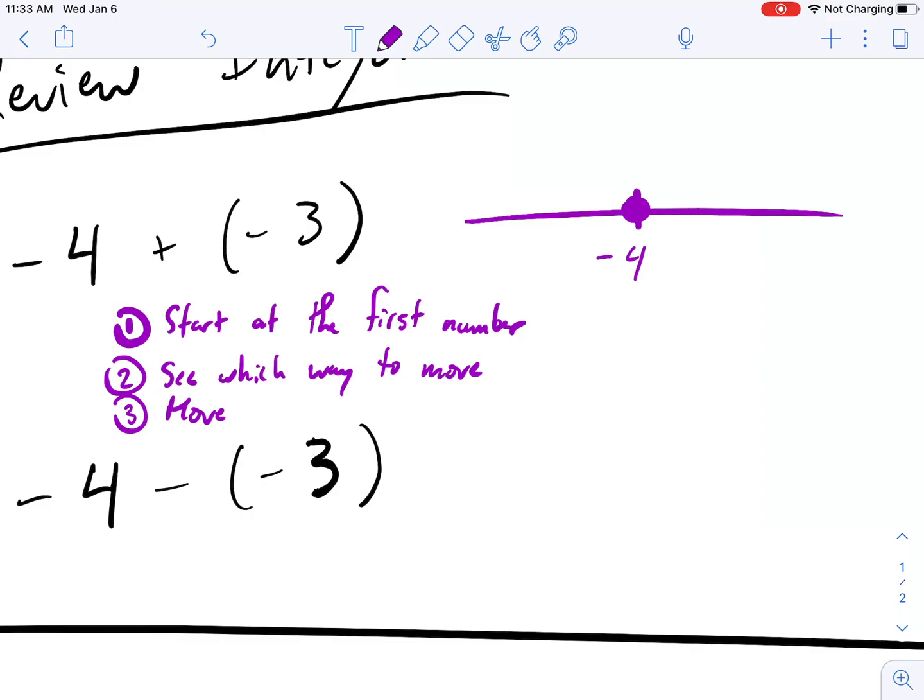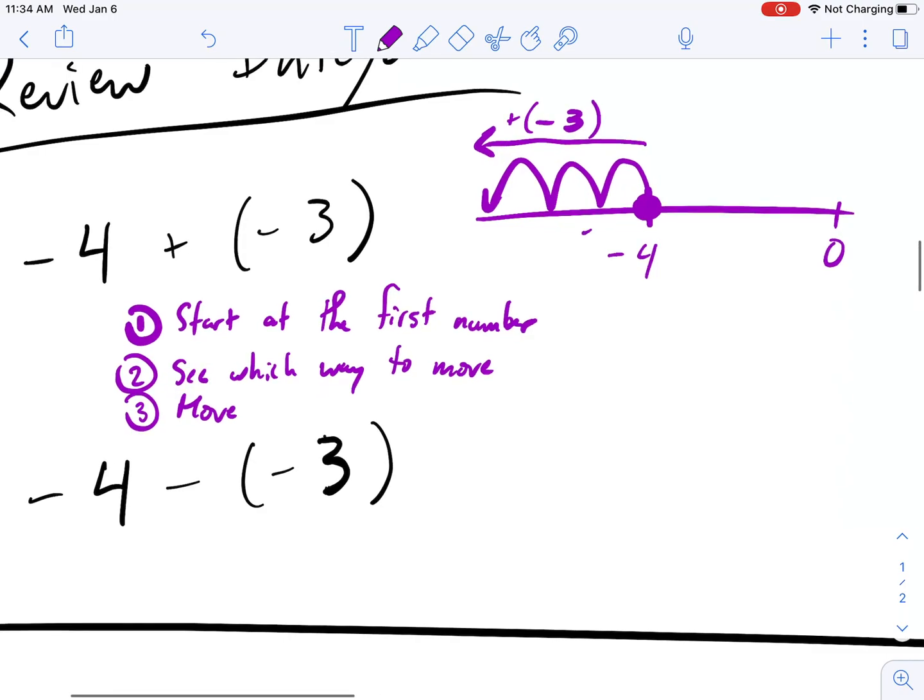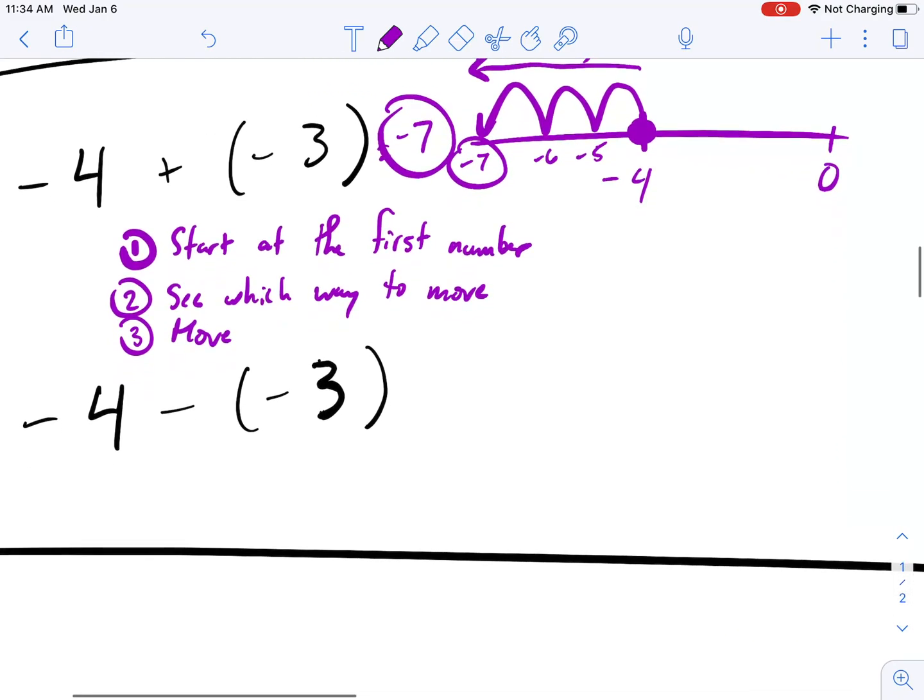And then we're adding -3. When you add a negative, you move to the left. You're getting more negative, okay? So we're adding -3 to -4, and then we move 3, right? 1, 2, 3. And you need to know which numbers come next. This is why understanding the number line is important. So here's -5, -6, -7. So this answer is -7. Okay? -4 plus -3 equals -7.